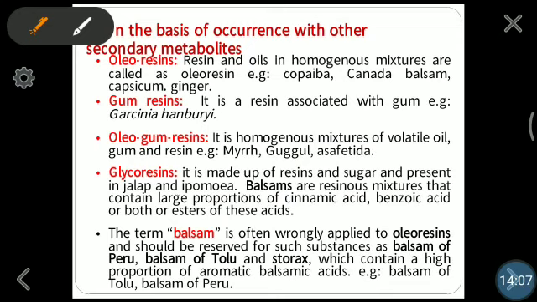Then balsams are resinous mixtures that contain a large proportion of cinnamic acid, benzoic acid or both, or esters of these acids. The term balsam is often wrongly applied to oleoresins and should be reserved for such substances as balsam of Peru, balsam of Tolu and storax, which contain a high proportion of aromatic balsamic acid.